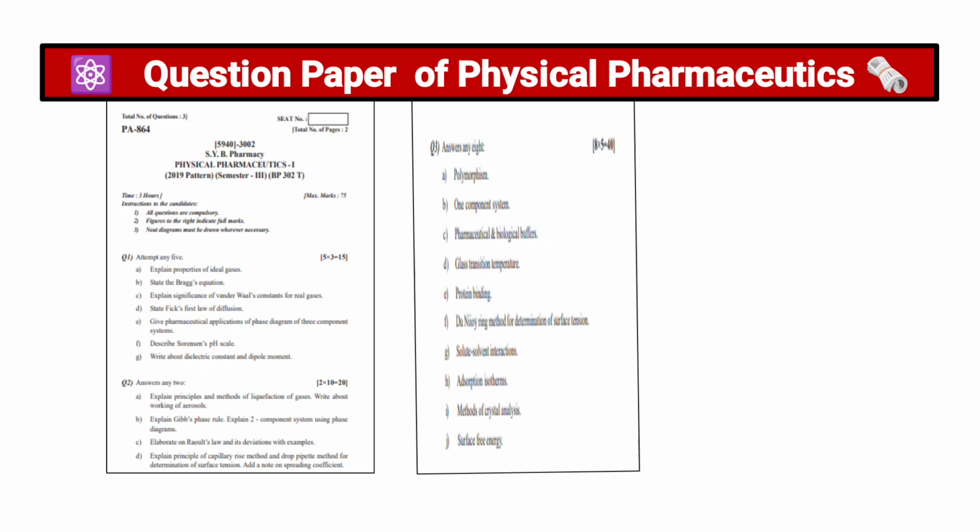Elaborate Raoult's law. Explain principle of capillary rise method, drop pipette method, polymorphism, pharmaceutical biological buffer, glass transition temperature, protein binding, Donnan method, determination of surface tension, solute-solvent interactions, adsorption isotherm, method of crystal analysis, and surface free energy.